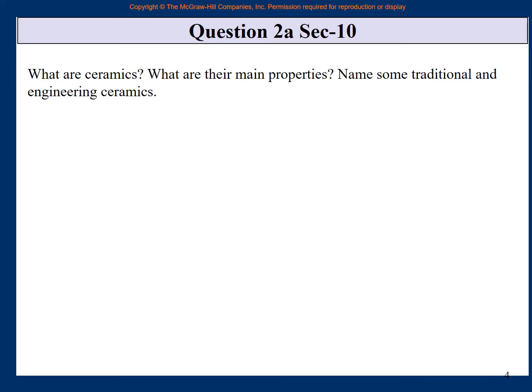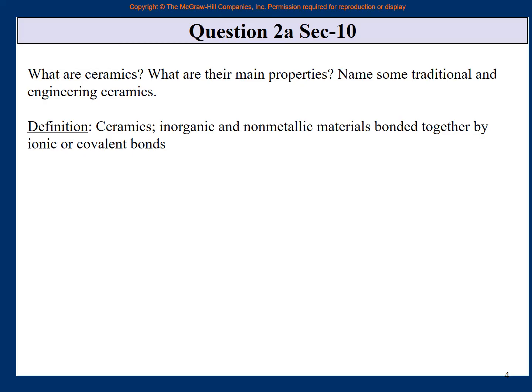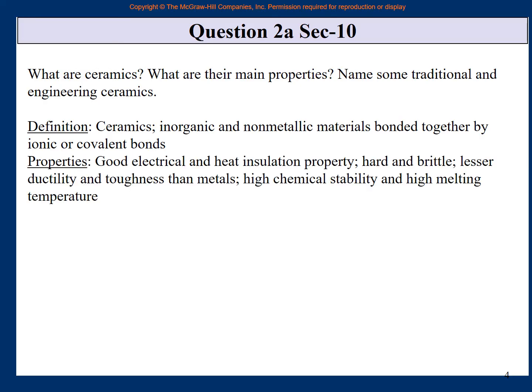So definition, define. Ceramics are inorganic and non-metallic materials bonded together by ionic or covalent bonds. So this is very important. First part also and the second part also, that they are inorganic and non-metallic materials, right, generally. And they are bonded together because in the major categories you have metals and you have polymers and you have ceramics and so on.